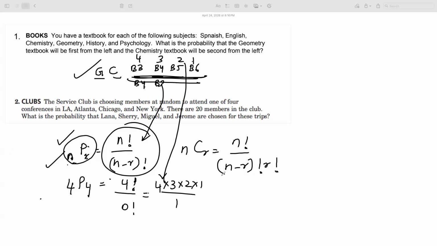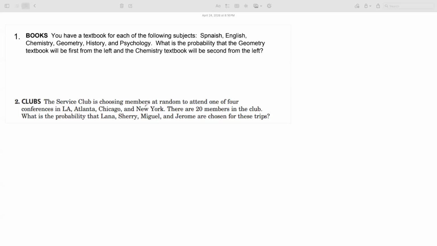Okay, now if the order is not important, then you can go with this. Okay, let's consider the second problem. The service club is choosing members at random to attend one of the 4 conferences in LA, Atlanta, Chicago and New York. The problem is, let's say there are 2 conferences.